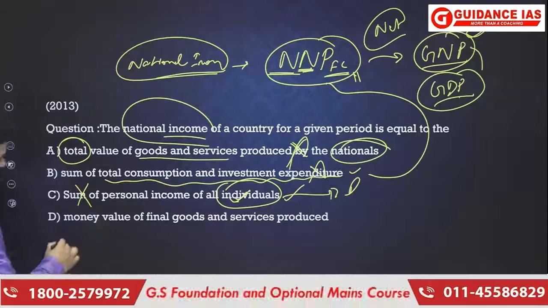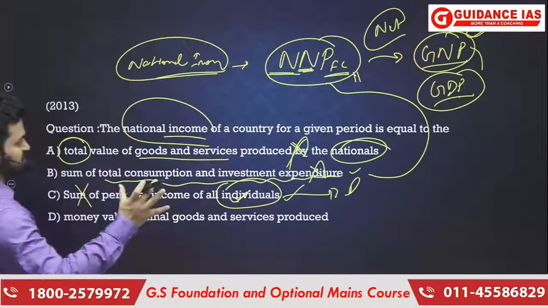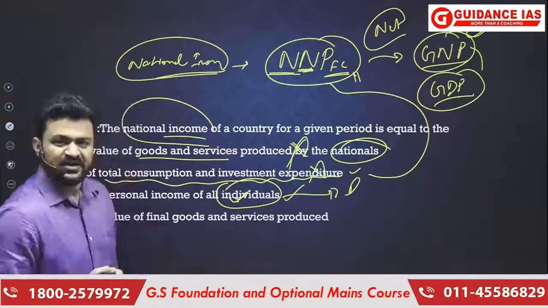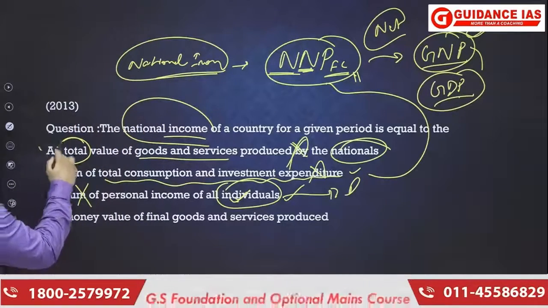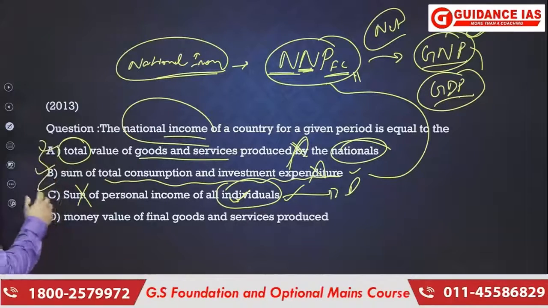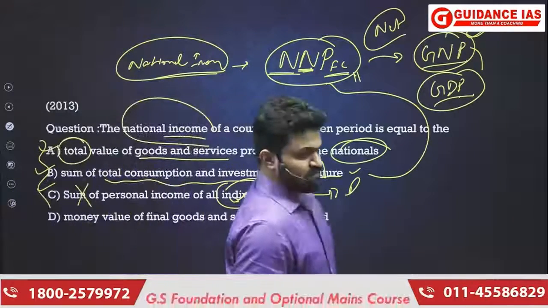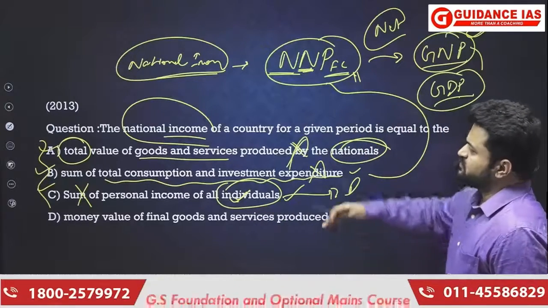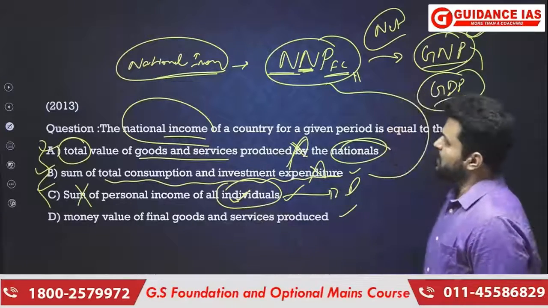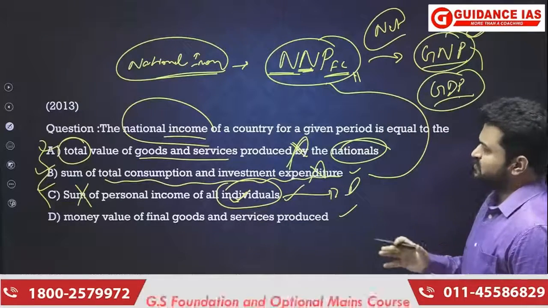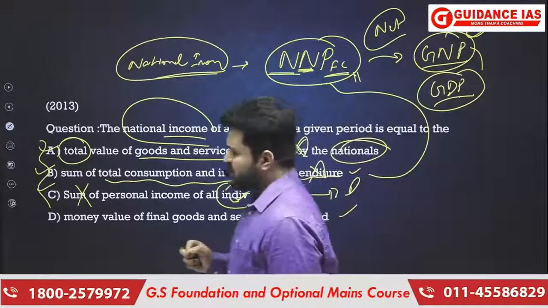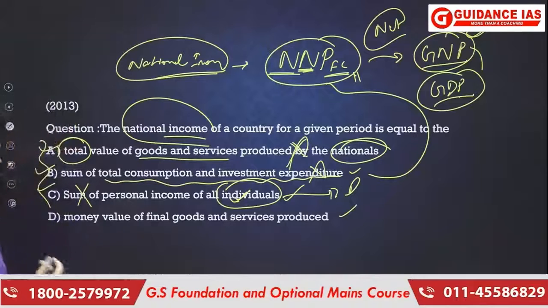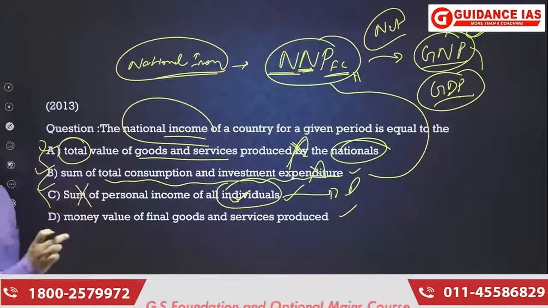Now the last is the money value of final goods and services. Understand, one way of attempting questions in prelims is by elimination. So you are 100% sure that these three options are not the correct options. Then one of them must be the correct option, and that is why D will be the answer. This way you could have attempted this question, and many questions in the prelims examination you will be able to attempt only by the method of elimination. So this is one way of doing the questions in prelims.